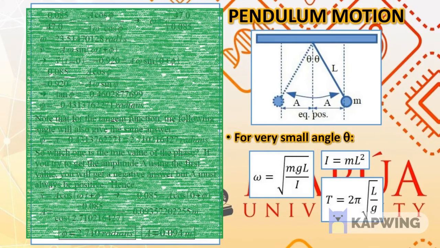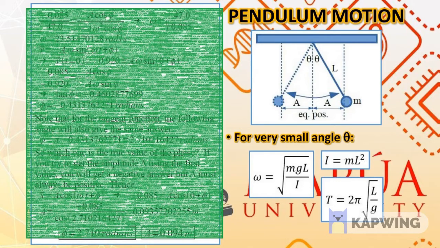Another example of periodic motion is pendulum motion. You have an object tied to a string of length L, and you allow the object to swing back and forth. This motion is reminiscent of vibratory motion. In particular, if we let the swinging angle theta be very, very small, the more the motion of the object resembles periodic motion.